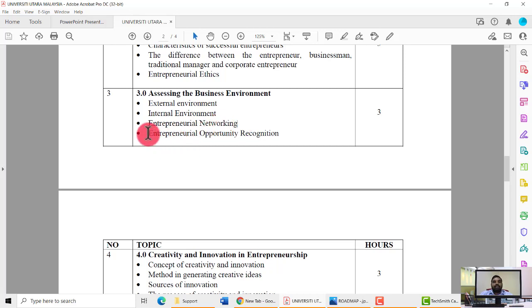And finally, you will learn in chapter 3 opportunity recognition, how you can recognize the opportunities. There are ways to recognize the opportunities and types of opportunity recognition.